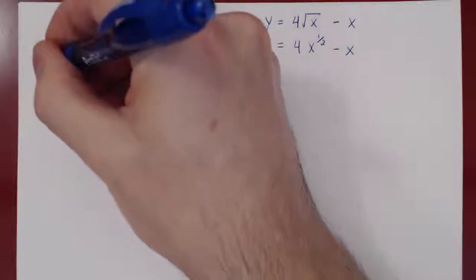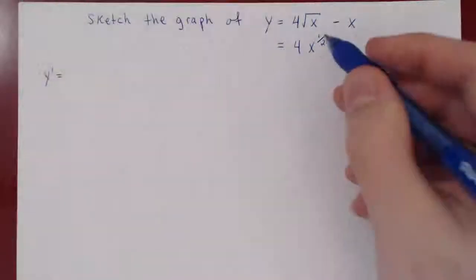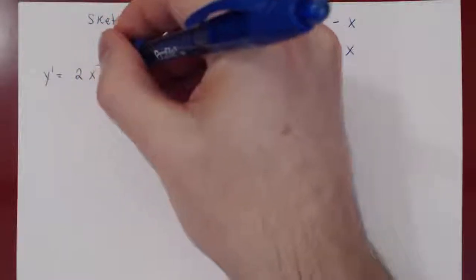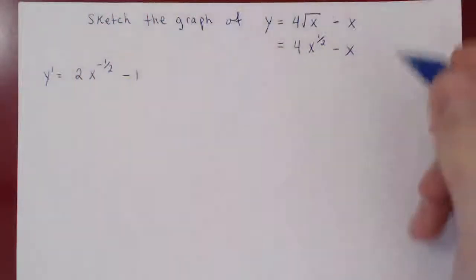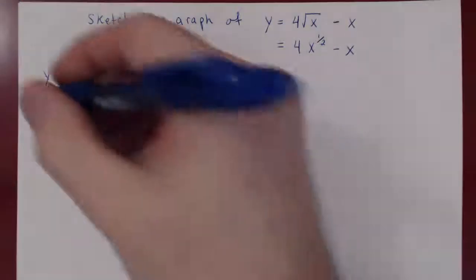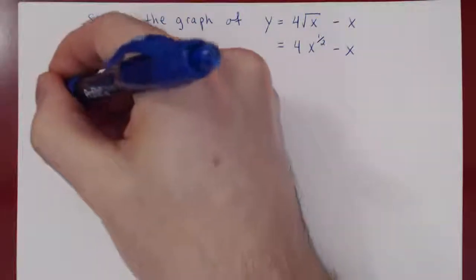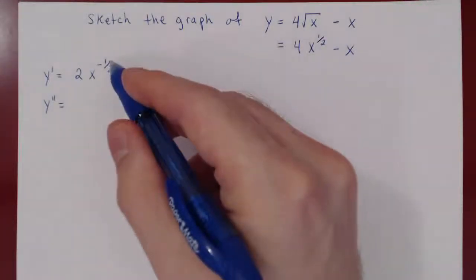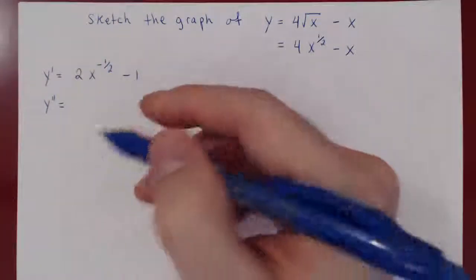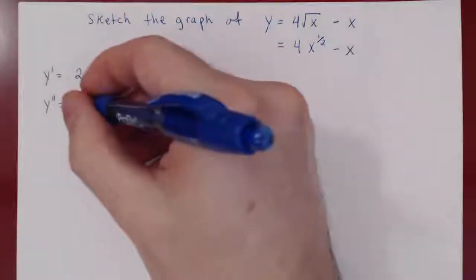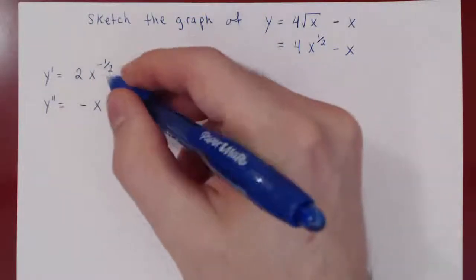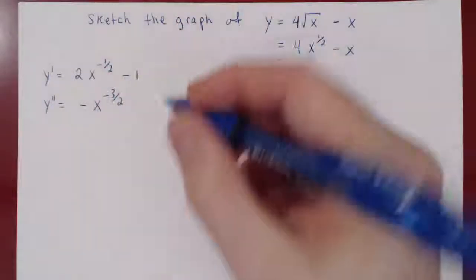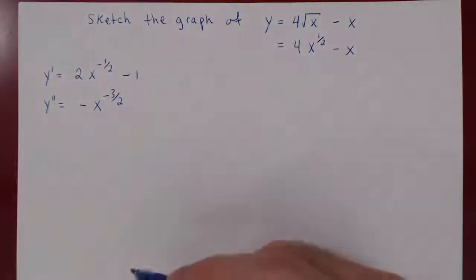So y prime will be 1/2 times 4, so 2, x to the negative 1/2, minus 1, the derivative of x is 1, and y double prime will be power rule again, negative 1/2 times 2, negative 1, so negative x to the negative 1/2 minus 1, negative 3 over 2, minus the derivative of 1, which is 0.